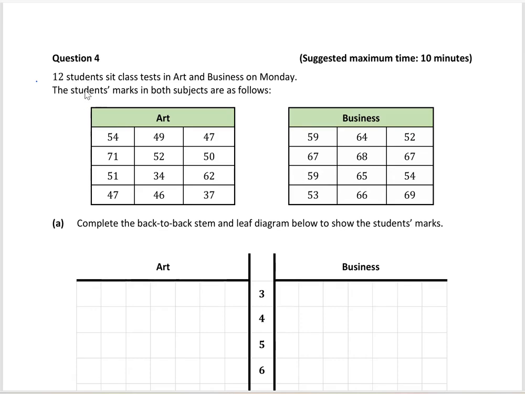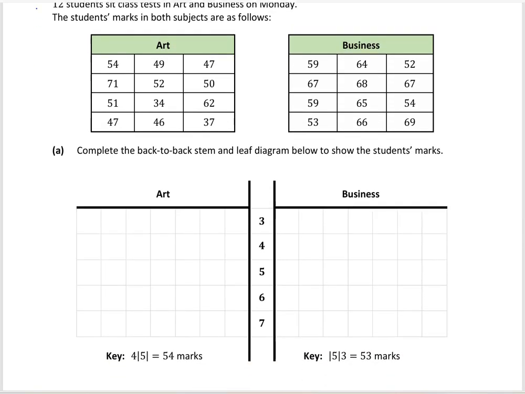Okay, question 4, Junior Cert Higher Level Maths 2025. 12 students sit class tests in art and business on Monday. The students' marks in both subjects are shown below. Okay, that's grand. So there are the numbers. So this is a stem and leaf plot. So they want you to fill in this first.